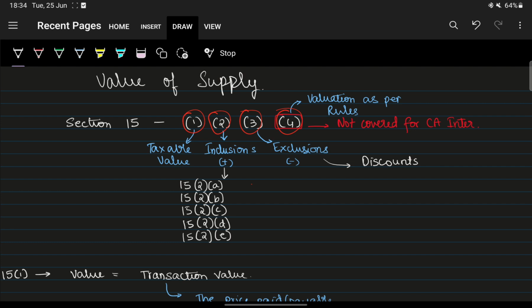Because this chapter is quite small, but it will end up giving you almost 4 to 6 marks. 4 to 6 marks worth of questions will come in the ICI paper as per the past papers and analysis of the past papers. Usually it comes to around 4 to 6 marks.